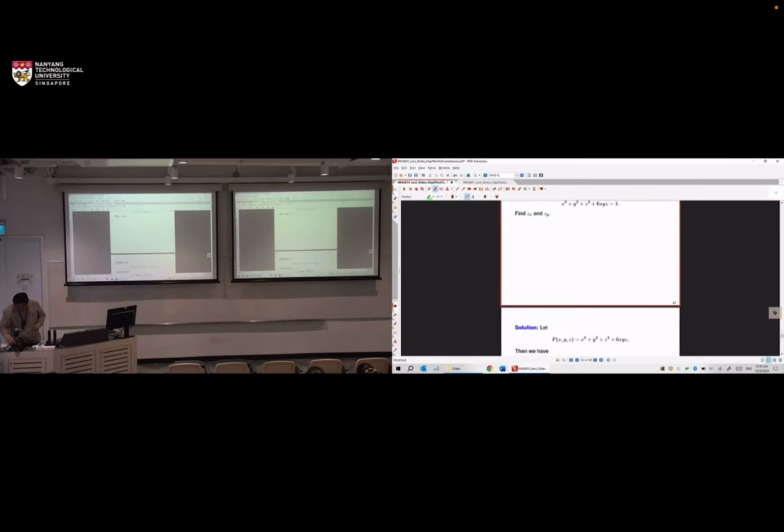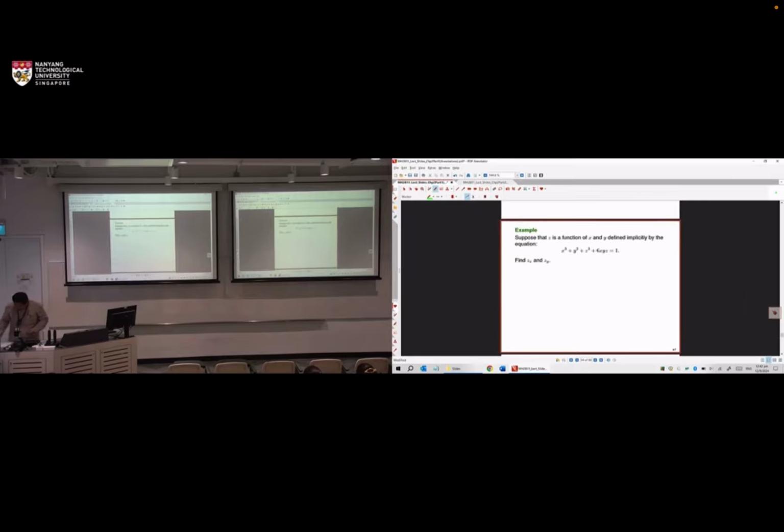So now we go through one example. This is the type of question I will give you. Suppose that z is a function of x and y, defined implicitly by the equation below. Find your zx and zy.